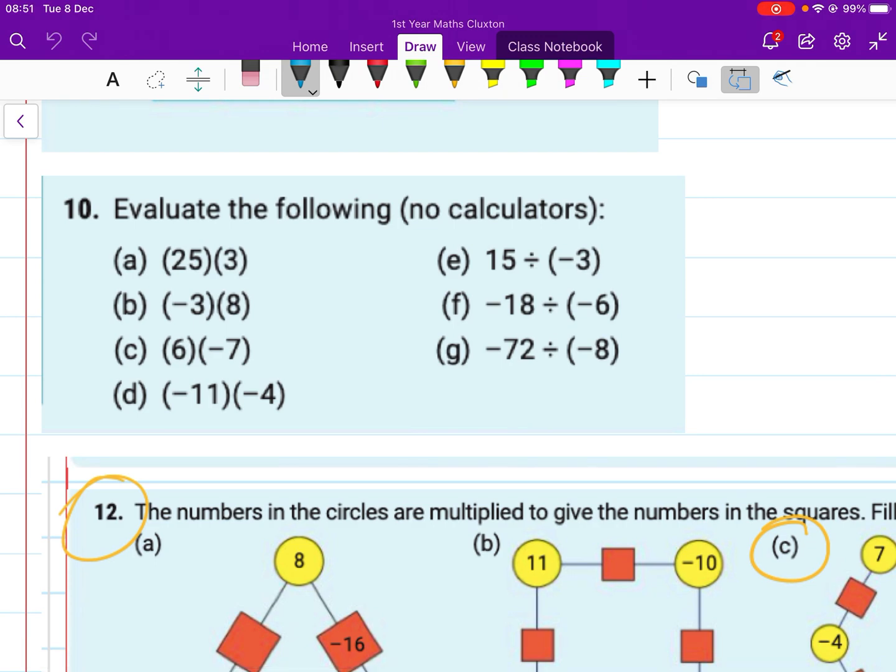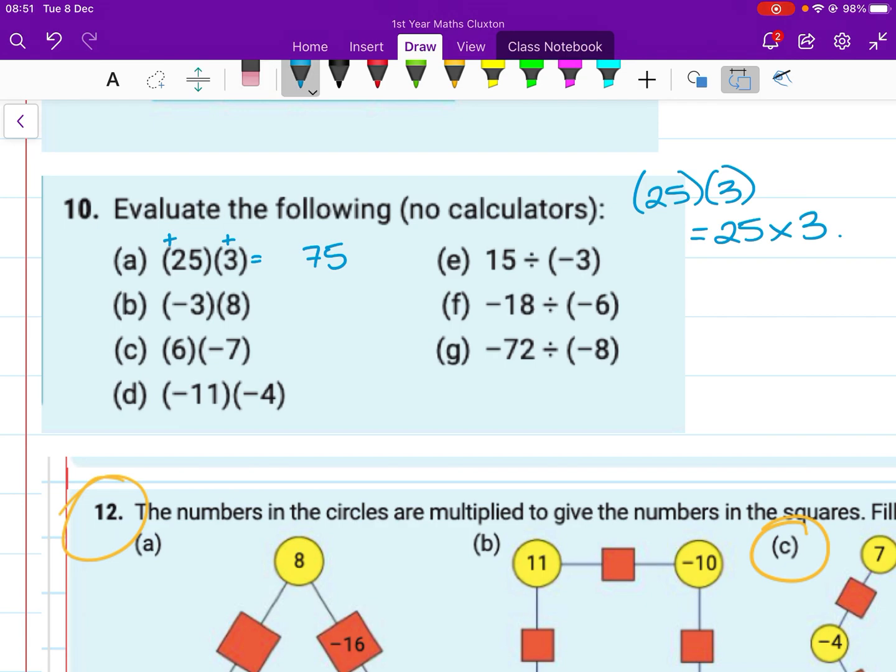Evaluate the following. So when you have 25 bracket 3, that's just a different way of writing 25 multiplied by 3. Okay, so the 25 is positive or plus, and the 3 is plus, so the signs are the same, meaning my answer will be a plus. And then 25 times 3 is 75. You can write it with the plus or without the plus, and it makes no difference.